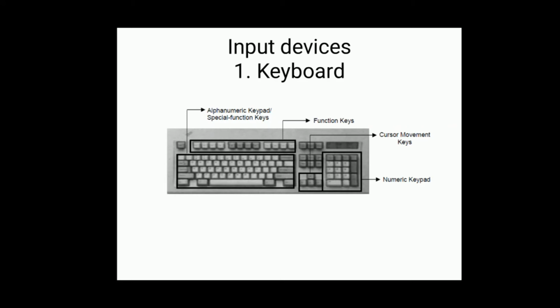Punctuation keys include commas and semicolons, etc. Next are the special keys. These can be function keys, control keys, caps lock key, and arrow keys. So like this, we are going to use this keyboard. There are some types of it.